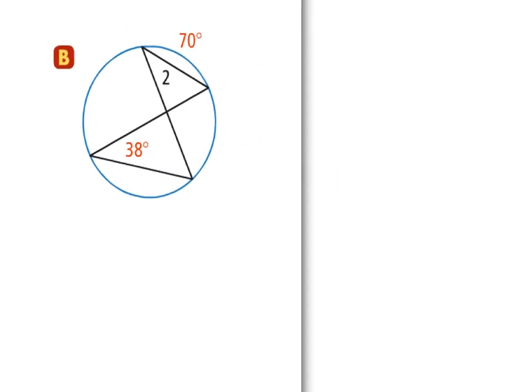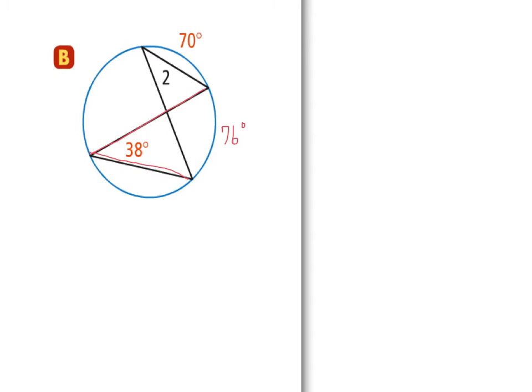Okay. Letter B, I see that I have an angle of 38 degrees. If I follow the angle of 38 degrees out here, that means this arc right here is going to be 76 degrees.